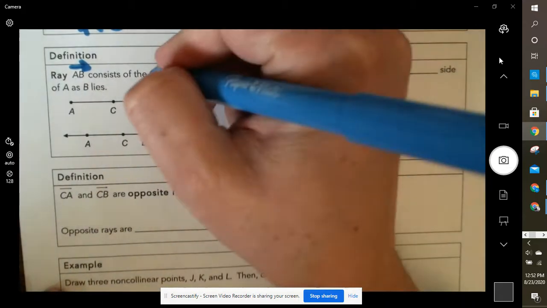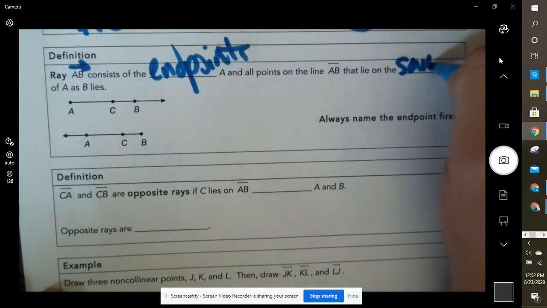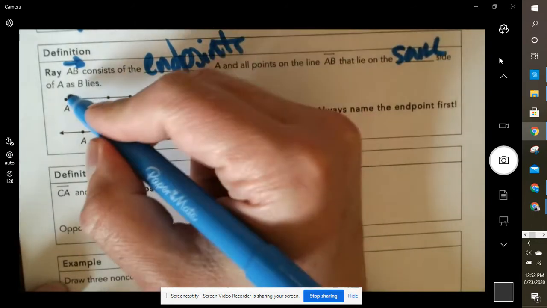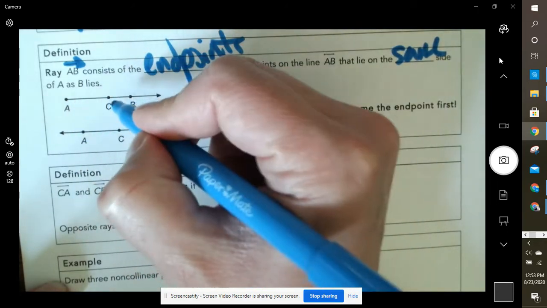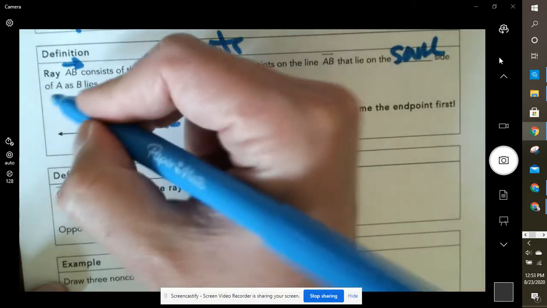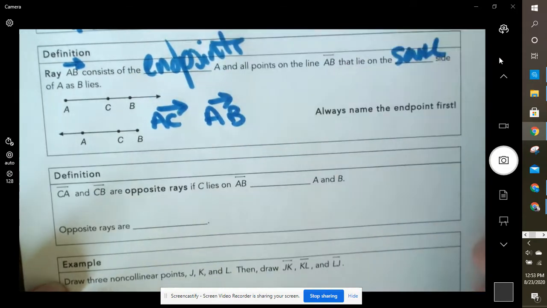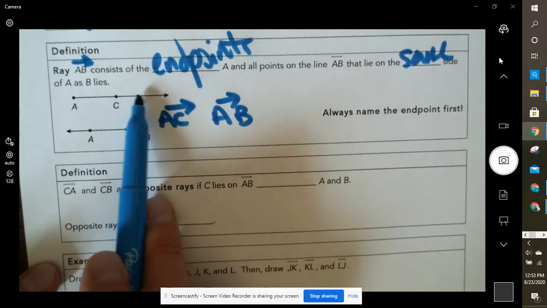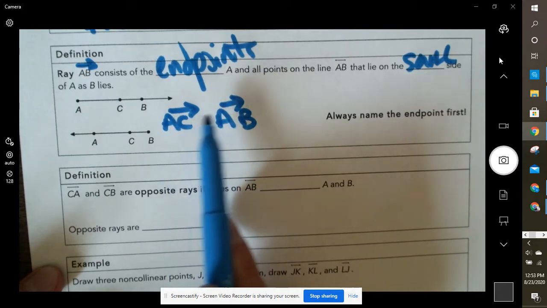So let's go fill that in. Endpoints and same side. So let's put a couple examples here. This will make a little bit more sense of what we just filled in. So we could write this as ray AC. We could also write this as ray AB. And that's it, because the arrow is coming off of the C or off of the B, and it starts at the A. So these are the only ways this ray could be written.